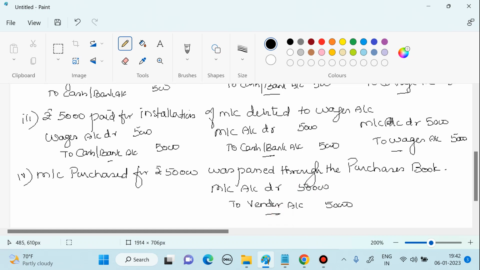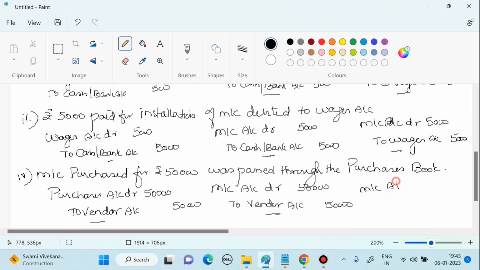But what did they do? What was the entry that they passed? Purchase account debit to vendor account. Because in the purchase book, it can be recorded only when it is a credit transaction, so we assume that it's a credit transaction. We don't write cash or bank. So vendor account, no problem. The problem is that it should be debited to machinery.